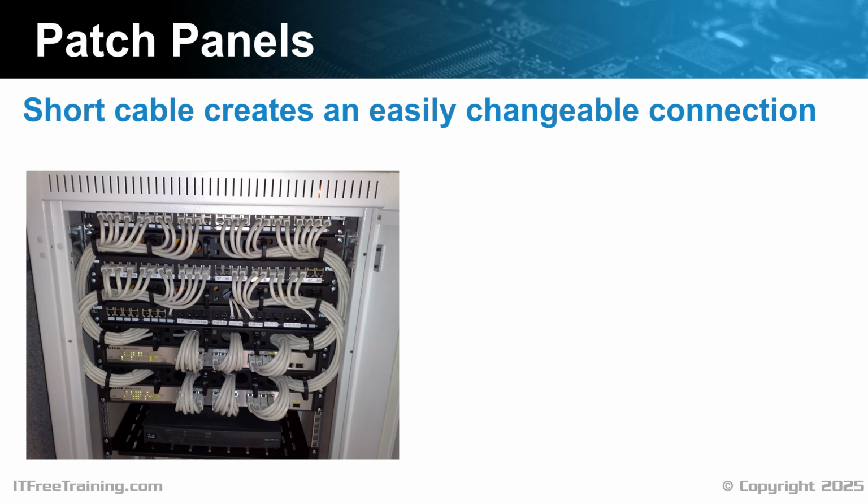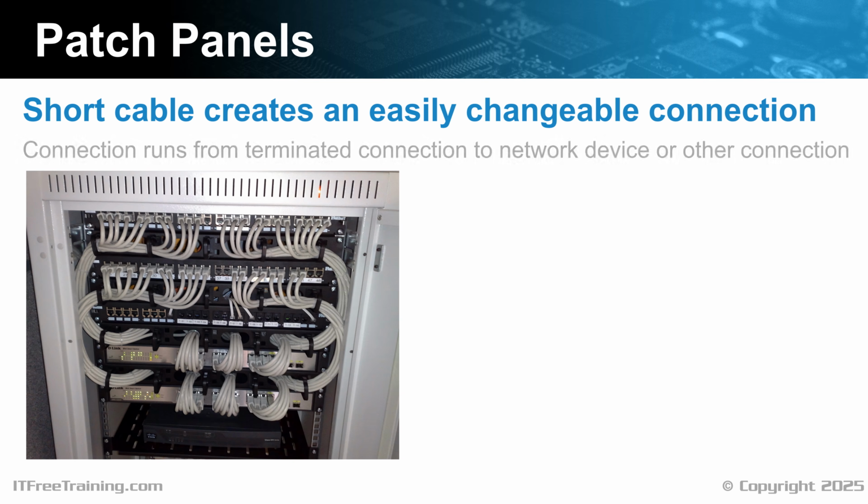In order to easily connect and change connections, your office will most likely have a patch panel. This uses short cables to create easily changeable connections. Essentially, the connection is terminated at the patch panel. Short cables run from the terminated connection to network devices or other connections. In this example, you can see the network switches at the bottom of the patch panel. At the top are the connectors which lead to the network point a user would plug into.